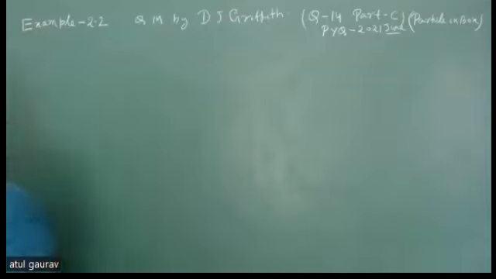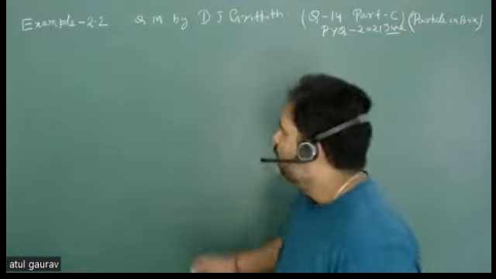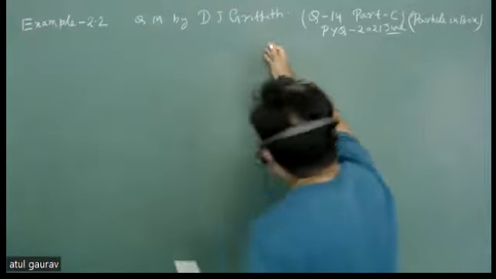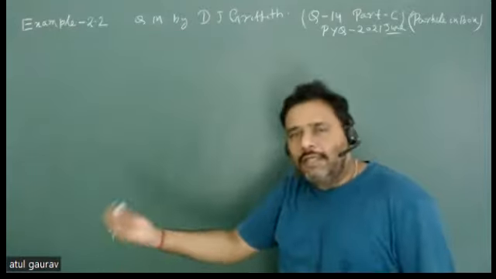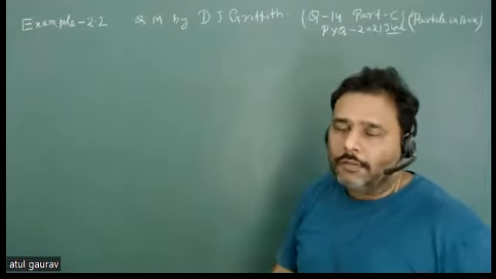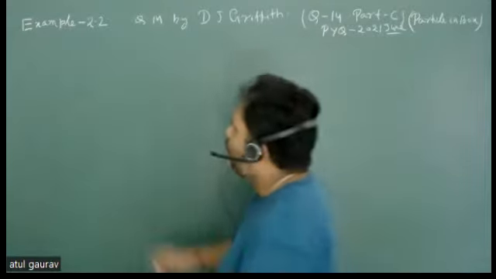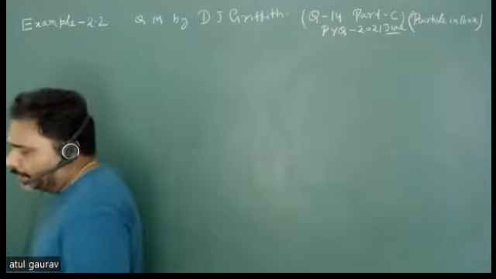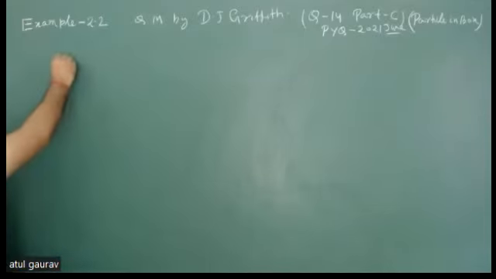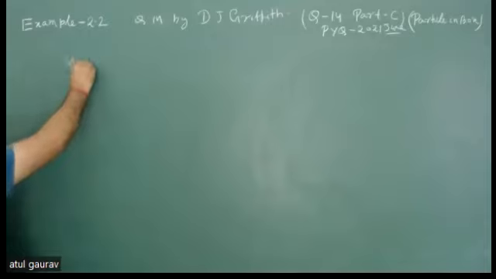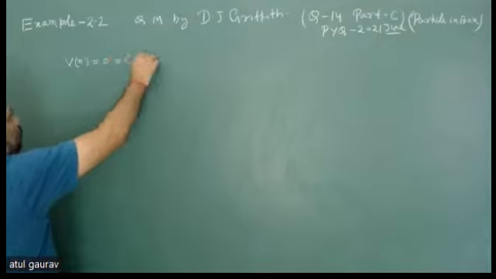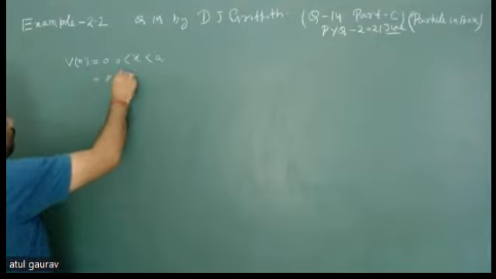First I will go through the Griffiths problem, then after one particular line we can go to this PYQ 2021. In example 2.2, the system is a particle confined in a one-dimensional box, with potential V(x) equal to 0 for x between 0 and a, and infinity otherwise.